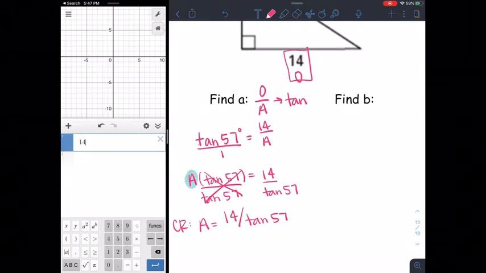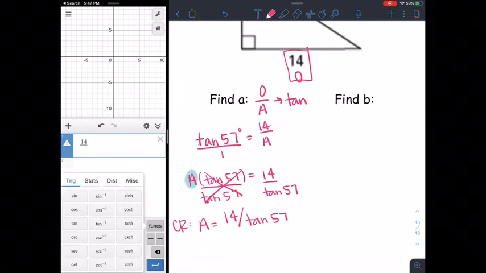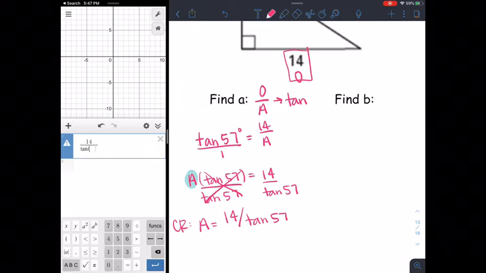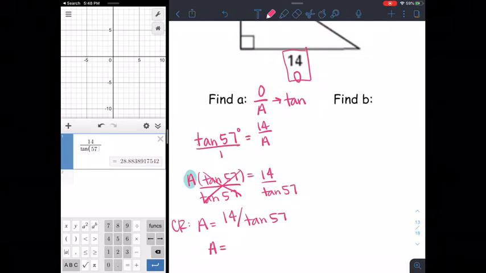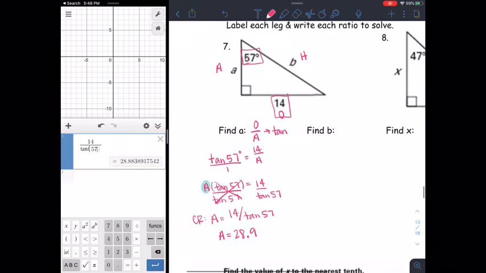So I'm going to come over here to the calculator, 14 divided by, I'm going to plug in tangent and then my 57-degree angle. Now we're going to have to round these, and that's fine. Most often we round our angles to the nearest degree and our side lengths to the nearest tenth. So in this case, our side A would be 28.9.